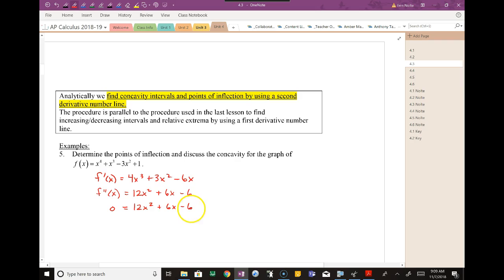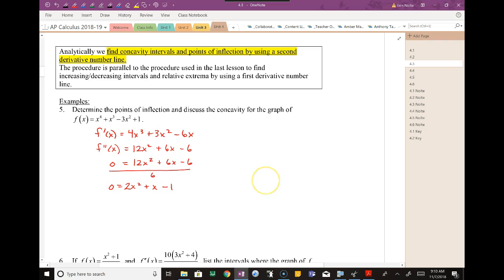Let's see. So for this one, we have a couple of options here. You could start by dividing by 6 to make it smaller right off the bat. This one is going to be factorable, by the way. So you guys want to divide by 6 first? Yes. So then we get 2x squared plus x minus 1.